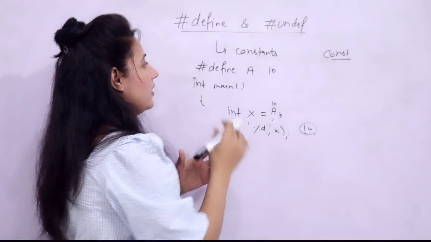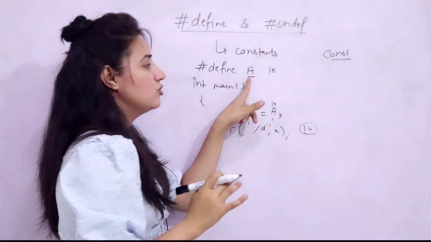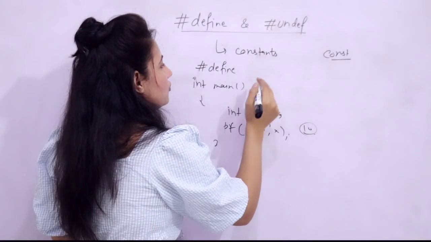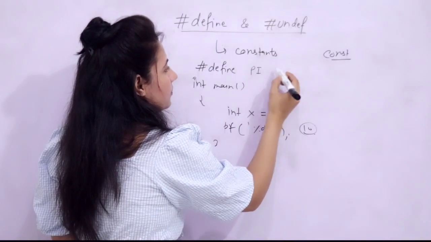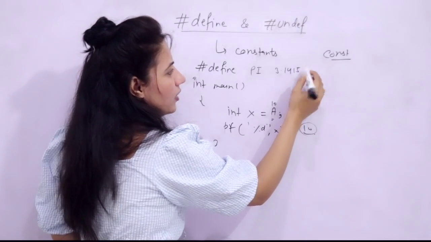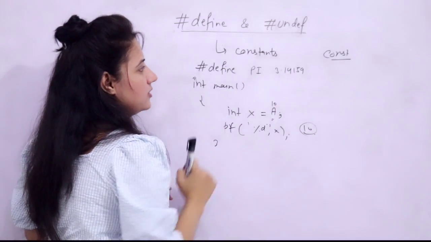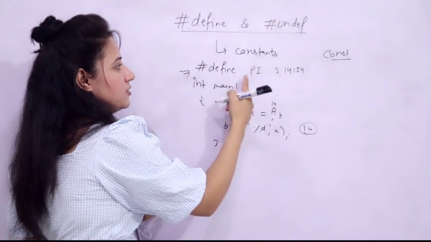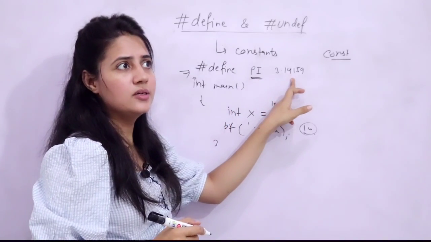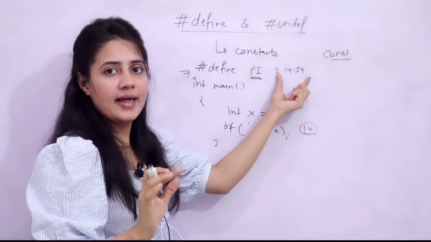Another thing you can define: whatever you write after this #define is known as a macro. One more example, suppose we write PI 3.14159, something like this. Let me write down 9 here. The value of pi is this. Here I am defining this macro. This is known as the macro name, and this is the value, or you can say the character sequence.